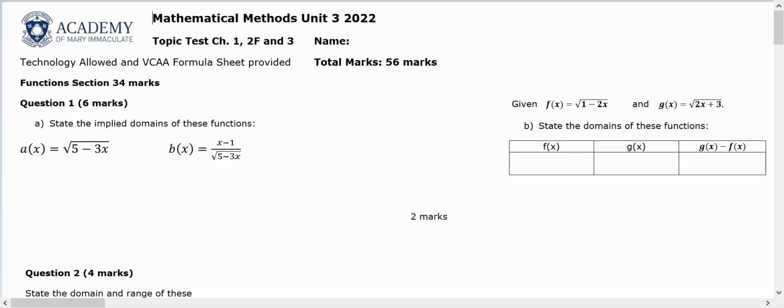Question 1 and question 2. So question number 1, find the domain, and it's the implied domains of these. With an implied domain, I need to look at square roots, logs, and denominators.